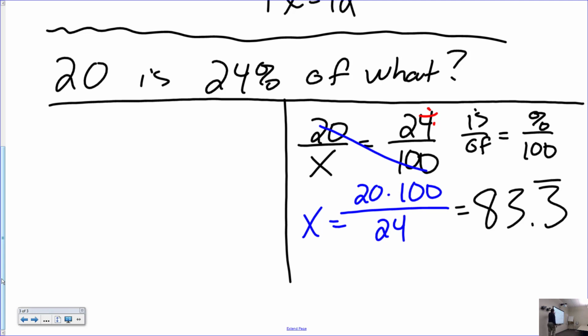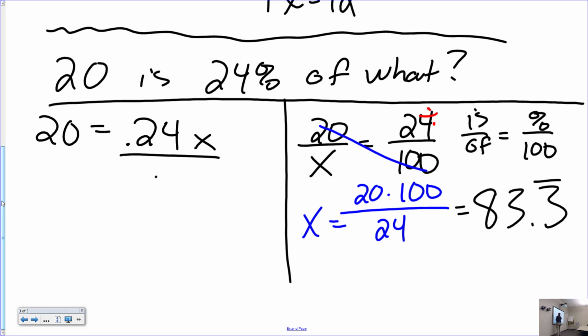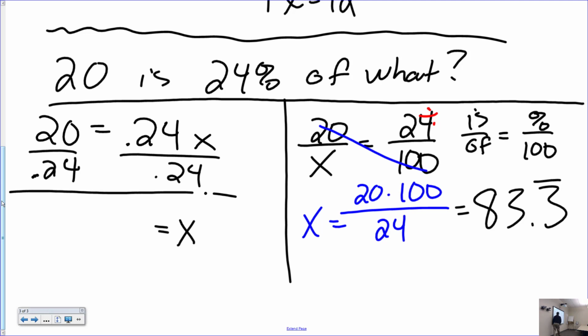Okay? So now, how would the translate work, folks? 20 equals 0.24 times x. And what do you do to solve for x? Divide by the 0.24, right? And nicely enough, what's 20 divided by 0.24? 83.3 repeating. 83.333333. Exactly. So it doesn't matter which technique you use, they are all equally as good. Okay? Either one. Not bad?